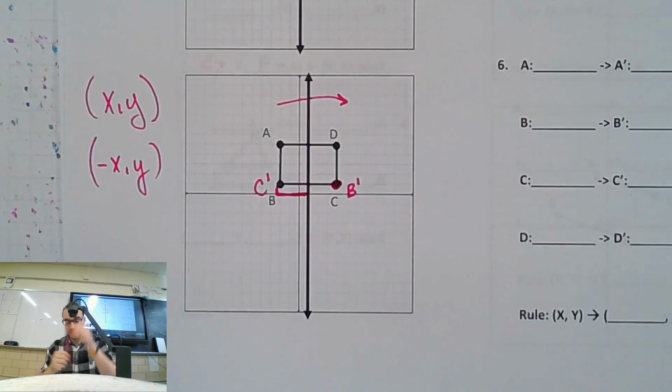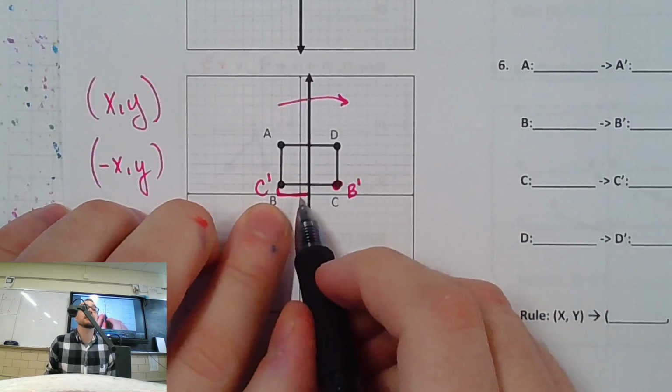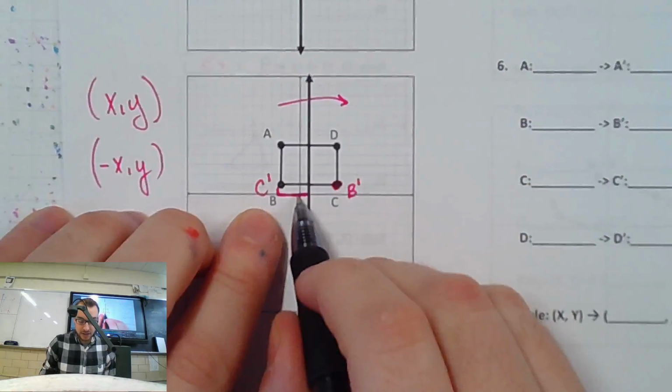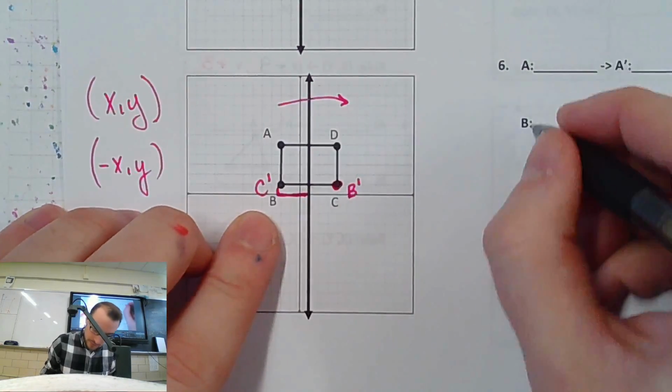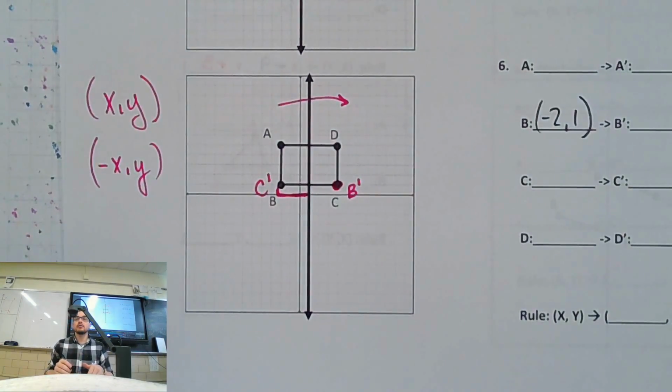When we write these coordinates down, B is at -2. Again, we're counting from the axis now, right? To figure out its coordinate, make sure you count from the y-axis. 2 to the left and 1 up. Is everybody cool with how I got -2, 1?